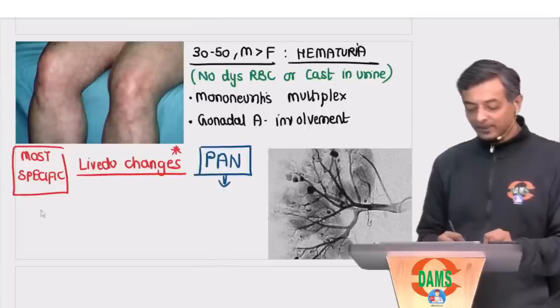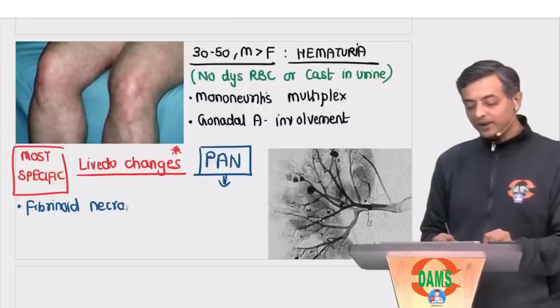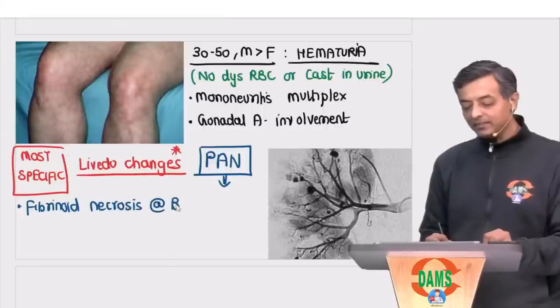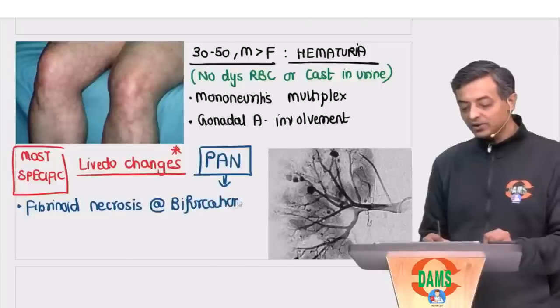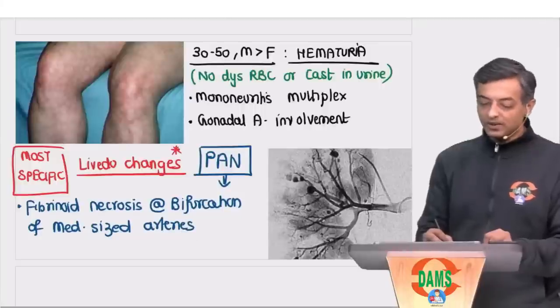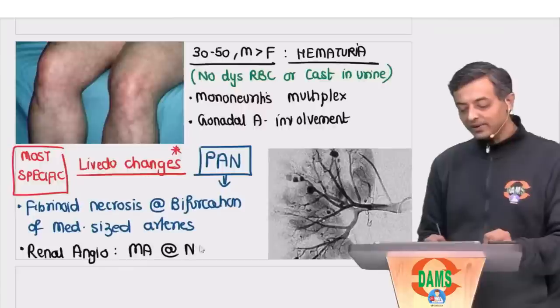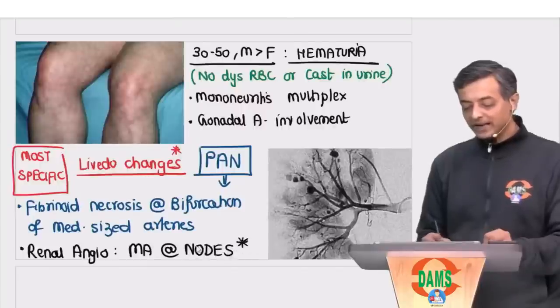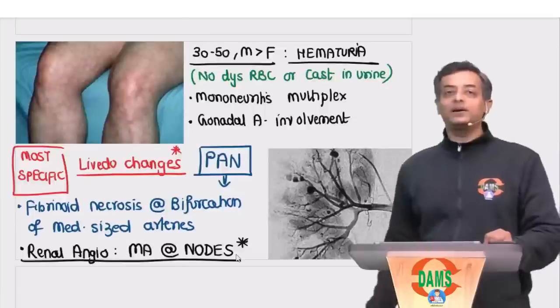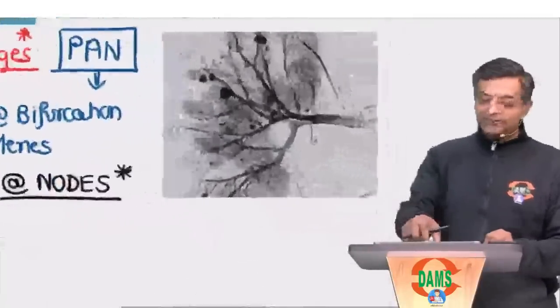Polyarteritis nodosa. What does it cause? Fibrinoid necrosis. Where? Fibrinoid necrosis right at the bifurcation. Another name is nodes of the medium-sized arteries. Most common is renal artery. That is why renal angiography, if it shows microaneurysm at the nodes, that is why we call it polyarteritis nodosa. Bifurcation, junction, like a metro line comes, no, that is called nodes.